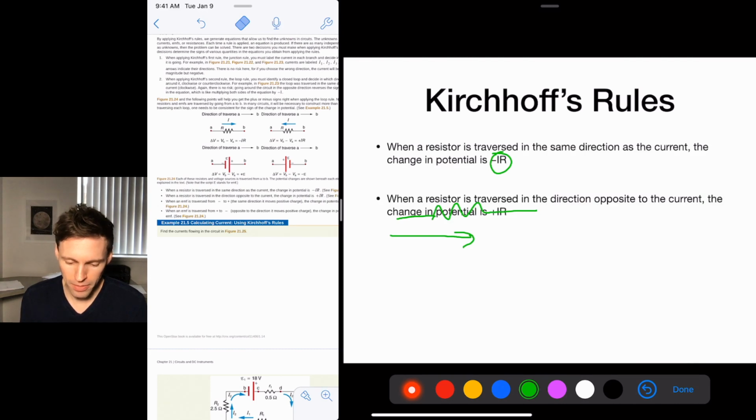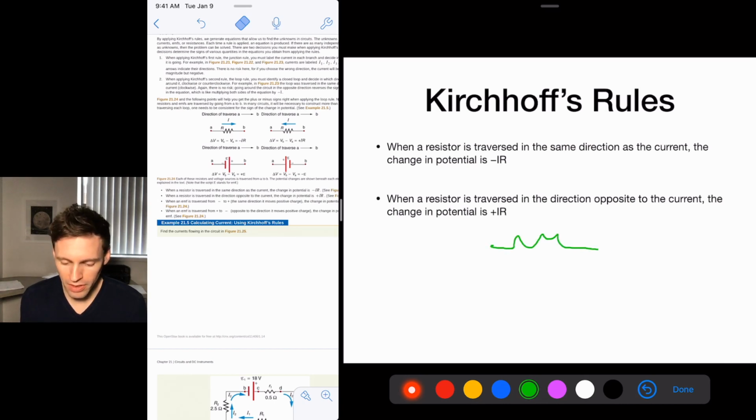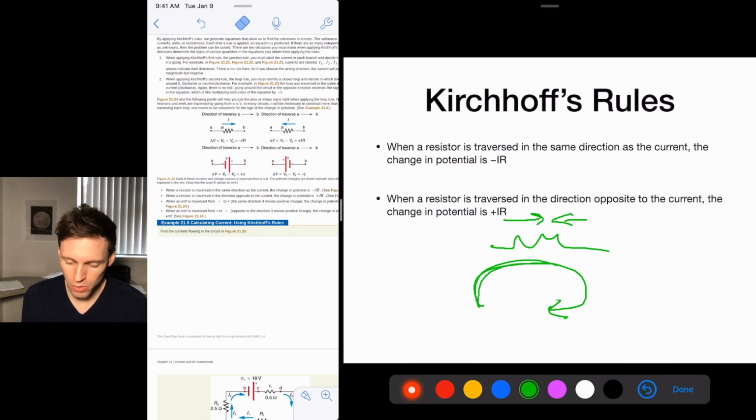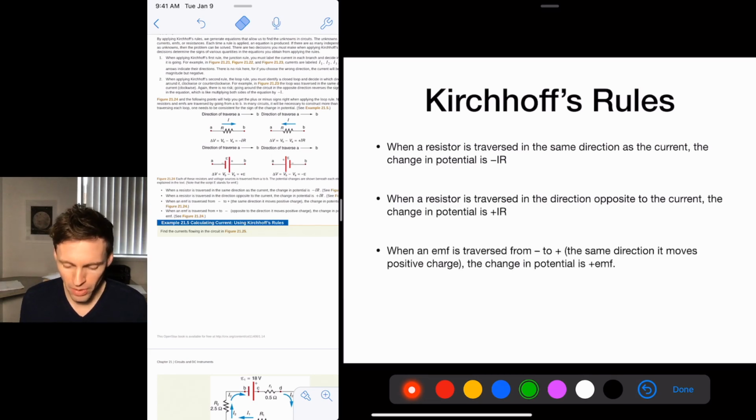Okay, so anyway, if you have a circuit like this and then you start going the loop rule like that, as you move, if the current is this way, that's a minus IR. If the current is that way in your loop, then your loop is this way and it's going against the flow of the current, then you do a plus IR. And it just has to do with how you decide to draw your circle, your loop.